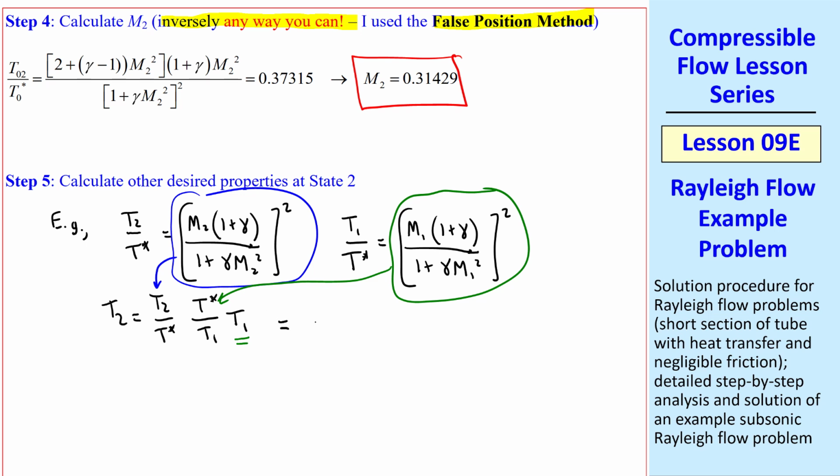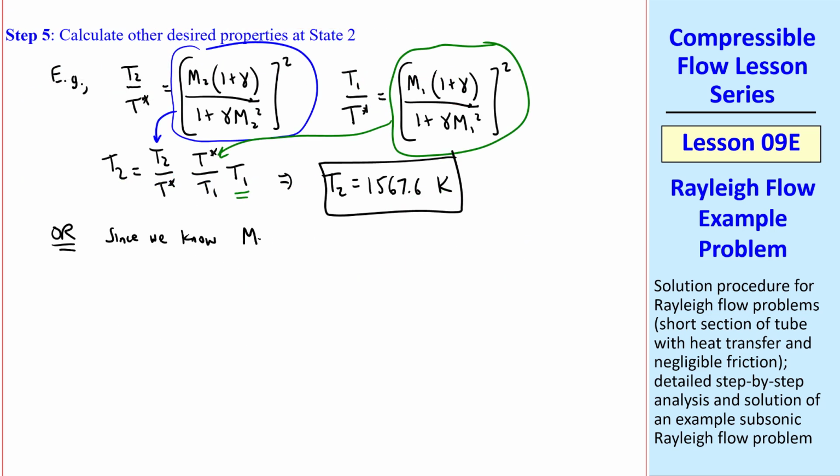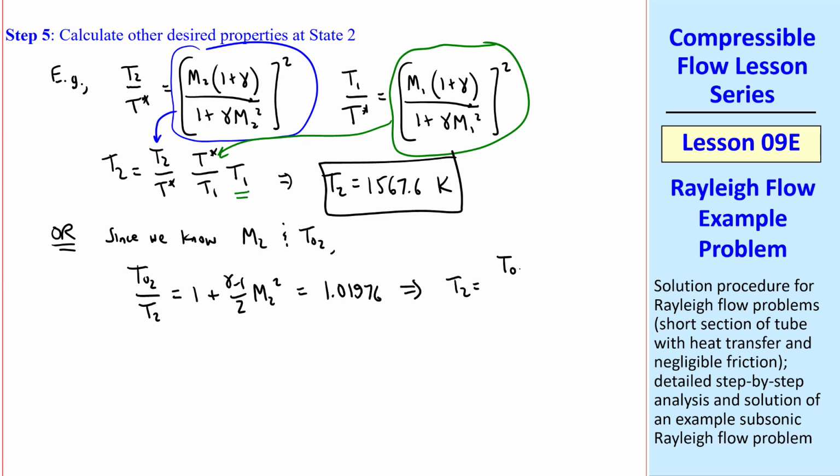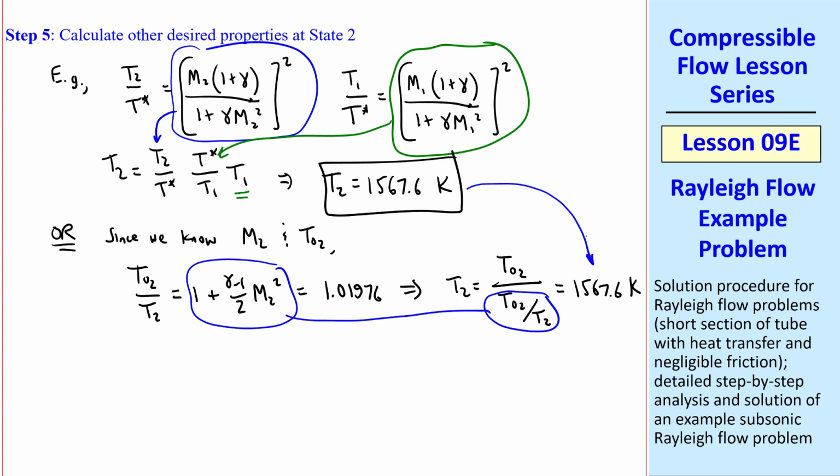Plugging in all these values, I get T2 is 1567.6 K. Or, since we know M2 and T02, we can use our old isentropic equation friend. Since 2 is just a state, this gives us a ratio of 1.01976, from which T2 is T02 over T02 over T2, where I'll plug this in the denominator. And when I do that, I get the same value that I got here. And we're always happy when that happens.